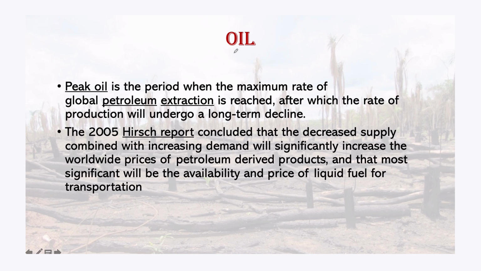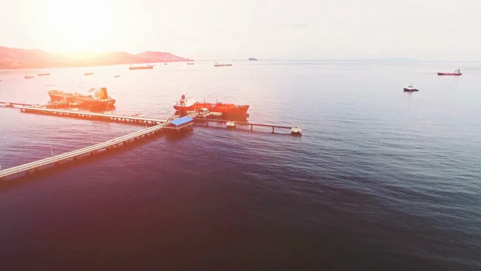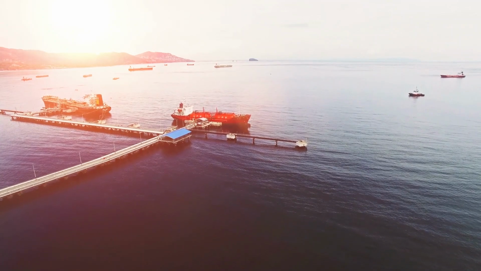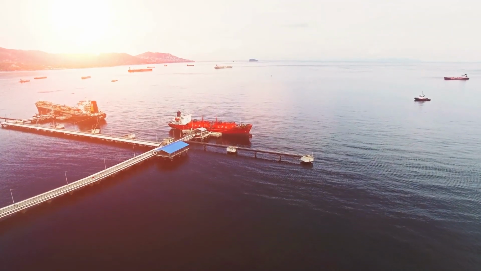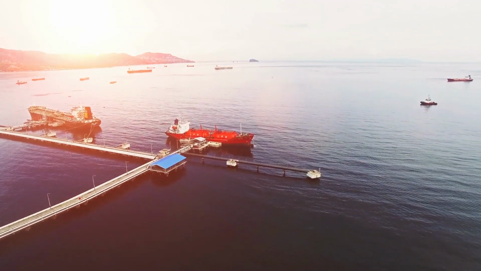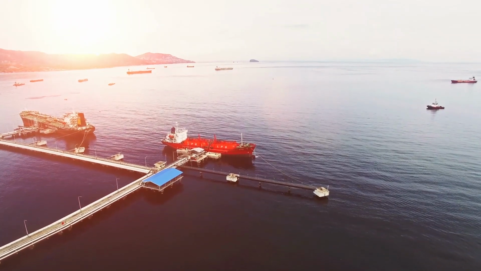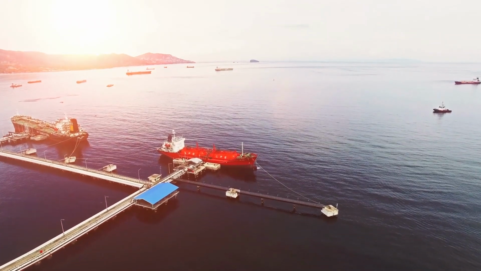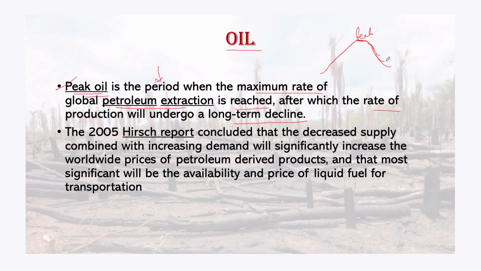Now talking about oil. There is a term known as peak oil. Peak oil is basically a period when the maximum rate of global petroleum extraction is reached, like right now, it is the maximum extraction which is taking place, after which the rate of production will undergo long-term decline. So the graph goes like this: the increasing oil extraction here, you will reach the peak extraction, and after this the production will decline.